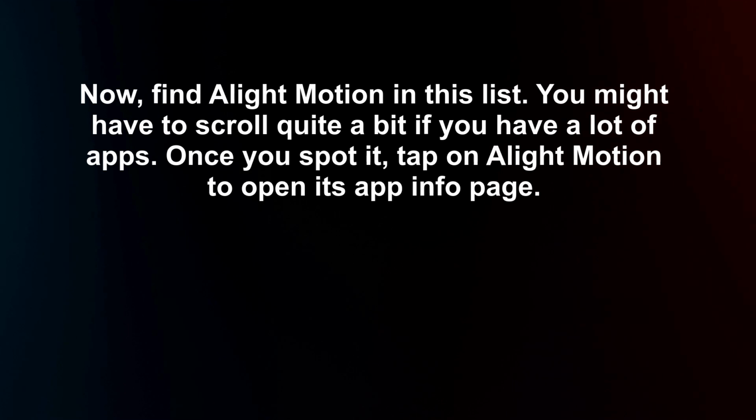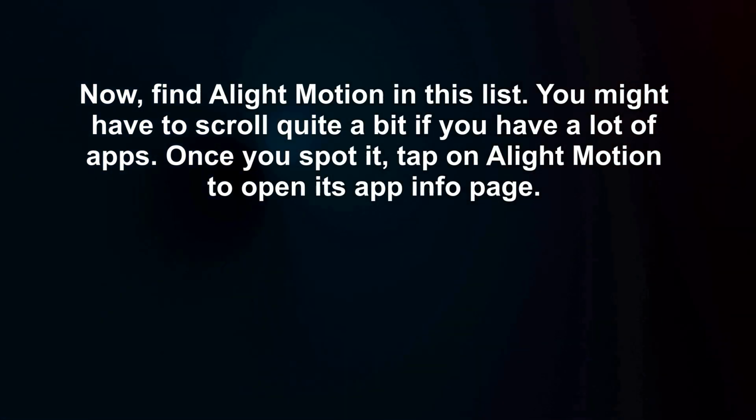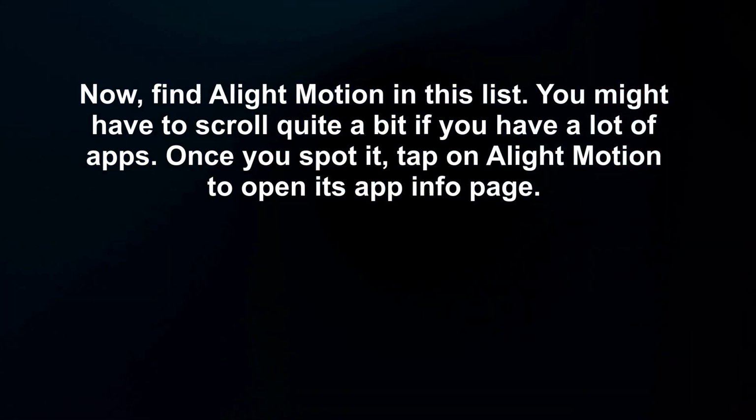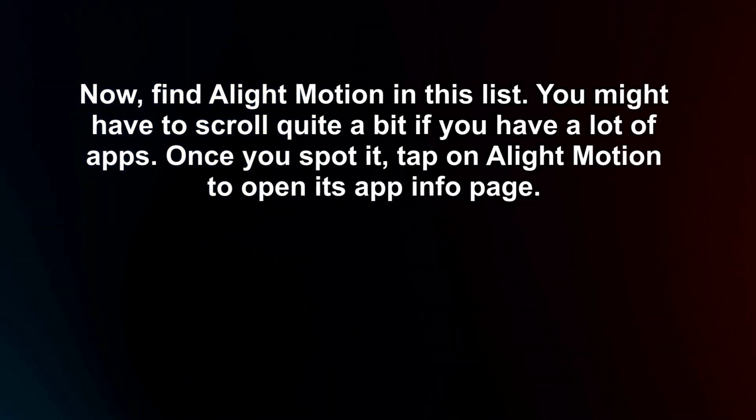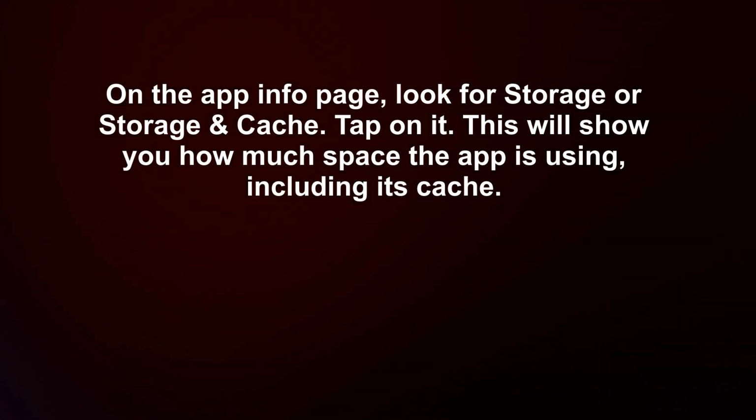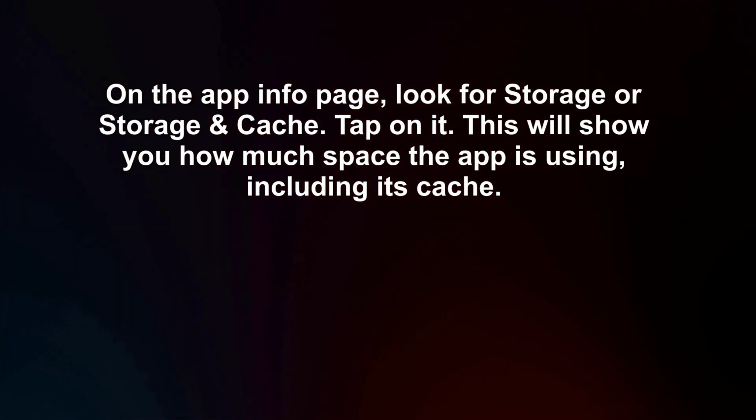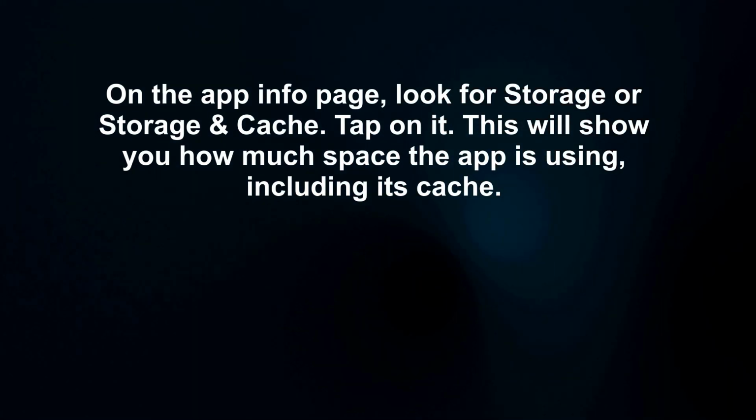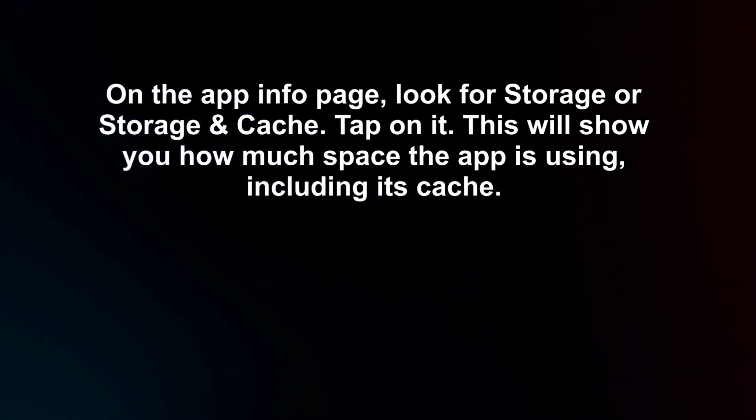Now, find Alight Motion in this list. You might have to scroll quite a bit if you have a lot of apps. Once you spot it, tap on Alight Motion to open its app info page. On the app info page, look for storage or storage and cache. Tap on it. This will show you how much space the app is using, including its cache.